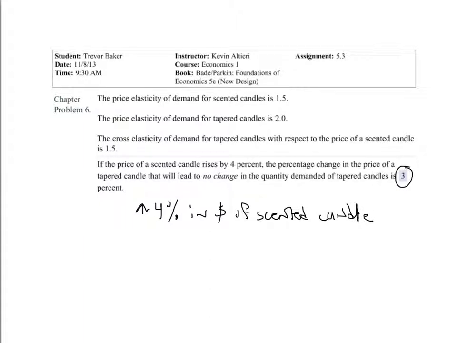Okay? And the question then asks us, basically, what percentage change in the price of a tapered candle will lead to no change in the quantity demanded of tapered candles. Right? So how do we figure that out? What is the first thing we want to do? What's the first thing we want to do? Anyone?